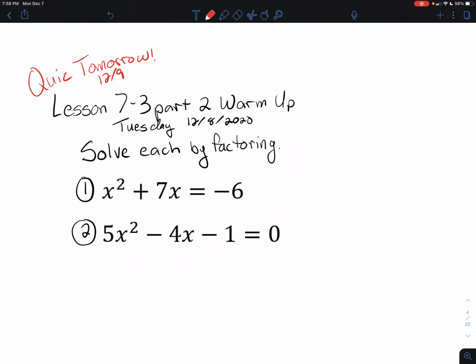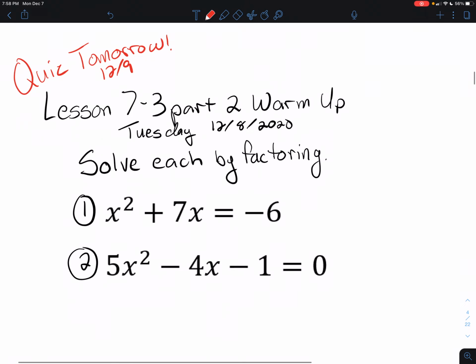Okay guys, we are doing the second part of lesson 7-3.